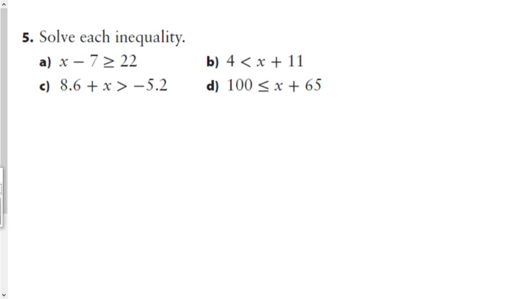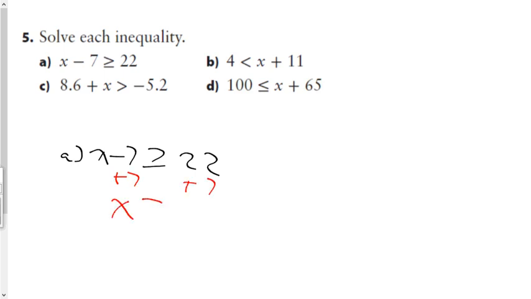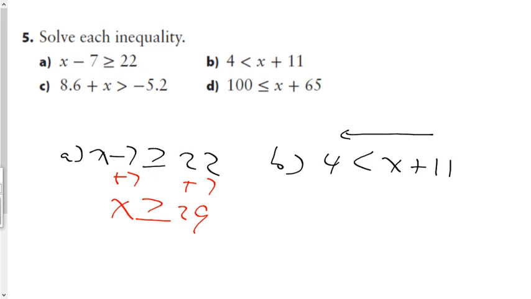Question 5 says just solve them. So for the first one, A, x minus 7 is greater than or equal to 22. To solve it, I would add 7 to both sides. That's x, all values greater than or equal to 29 is the solution. For B, how do I read this? Do I say 4 is less than x plus 11? I could. What's a better way to read it? Read it backwards on the side of your variable. So x plus 11 is greater than 4, correct? To isolate, I'm going to subtract 11 from both sides. All values greater than negative 7 is your solution.